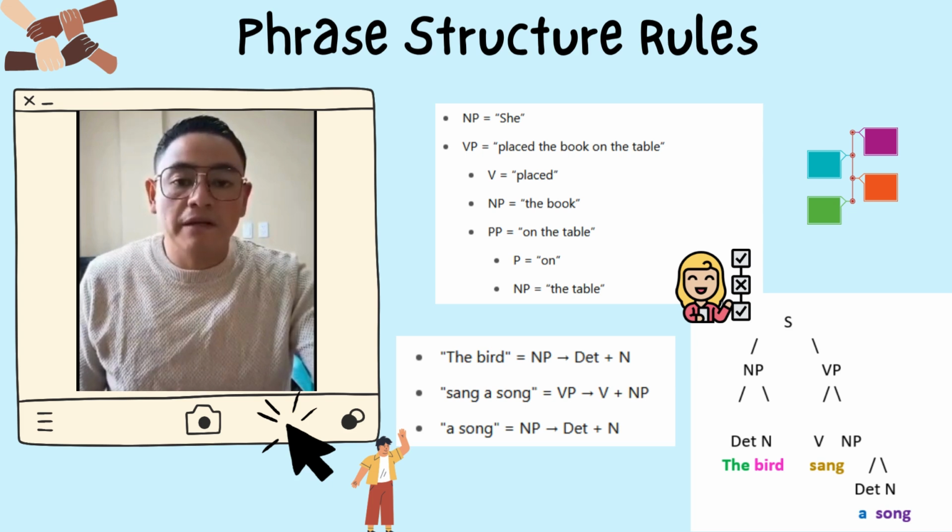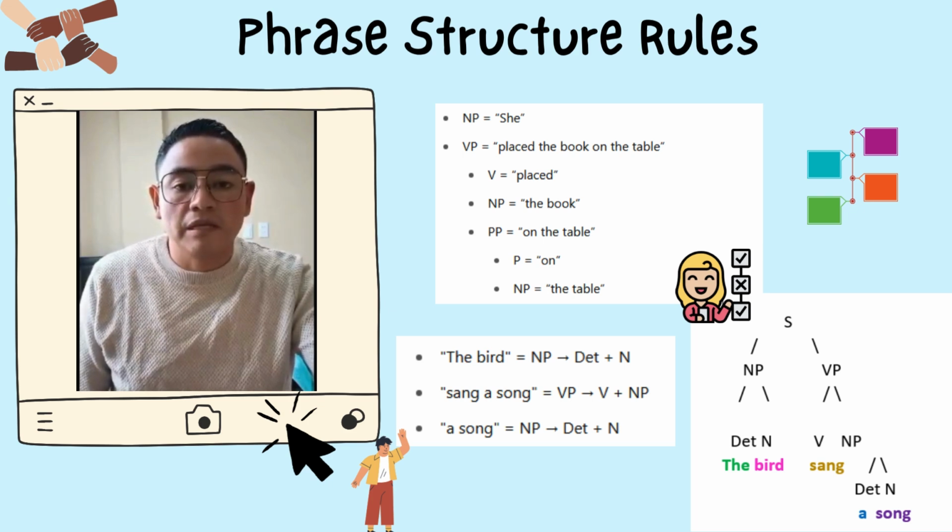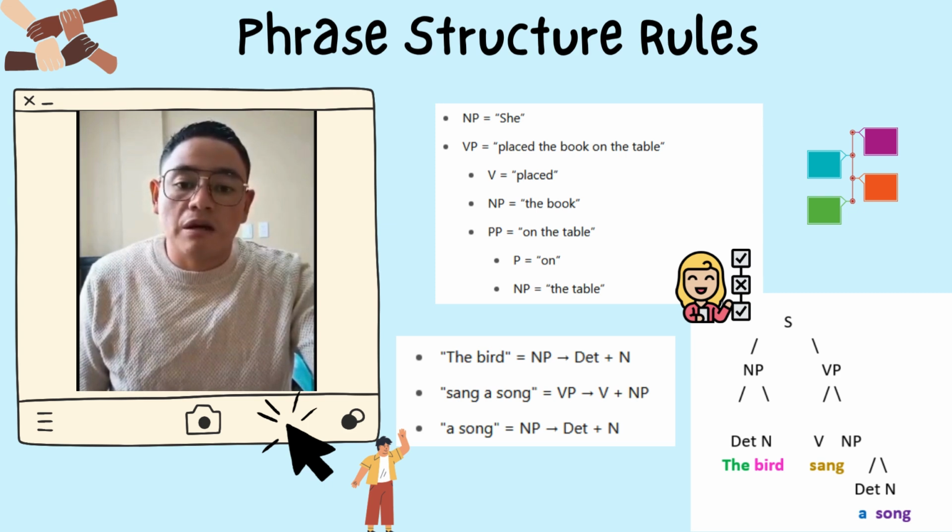Verb phrase: a verb phrase can be a verb plus a noun phrase. For example, "The bird sang a song." The bird: noun phrase, determiner plus noun. Sang a song: verb phrase, verb plus noun phrase. A song: noun phrase, determiner plus noun.